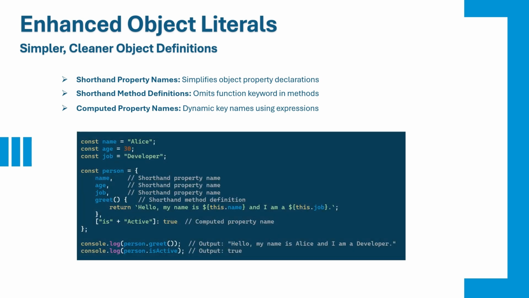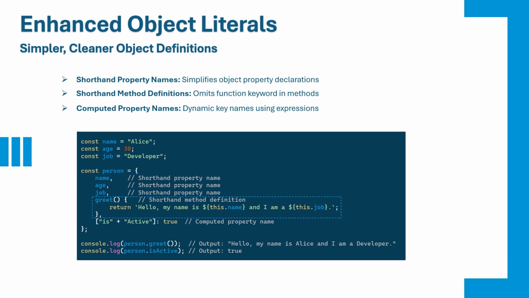Shorthand property names. In this example, we have variables name, age, and job, which are assigned values outside the object. Without enhanced object literals, we would need to assign name to name property, age to age property, and so on. But with shorthand, simply writing name, age, and job assigns these values directly from the variables with matching names.